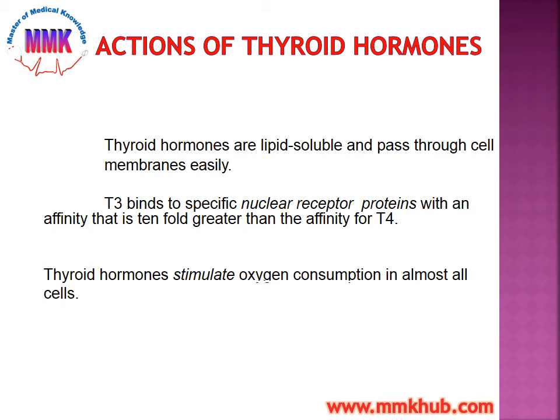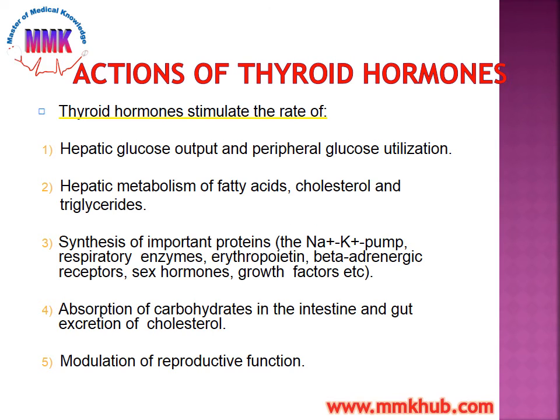Actions of the thyroid hormones. Thyroid hormones are lipid soluble and pass through the cell membrane easily. T3 binds to specific nuclear receptor protein with an affinity that is tenfold greater than the affinity of T4. Thyroid hormones stimulate oxygen consumption in almost all cells of the human body. Thyroid hormone has a stimulatory effect on the rate of hepatic glucose output and peripheral glucose utilization, and hepatic metabolism of fatty acid, cholesterol and triglyceride.